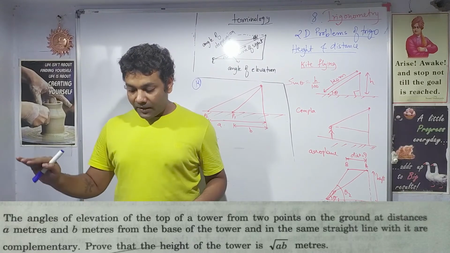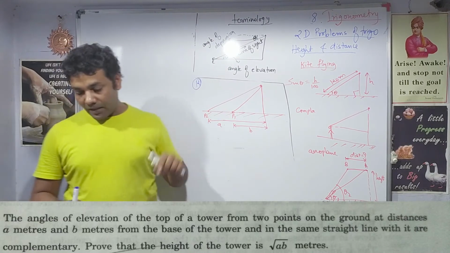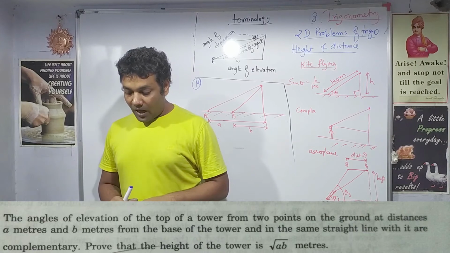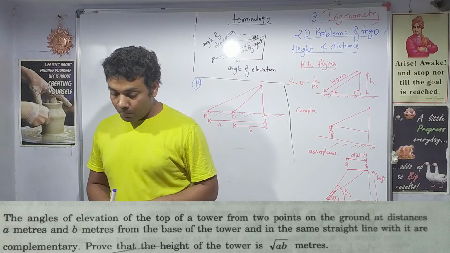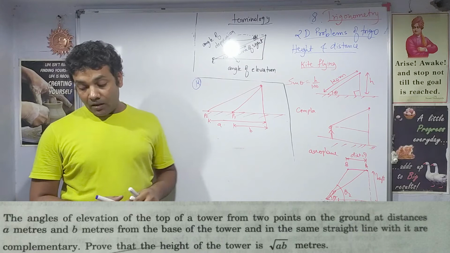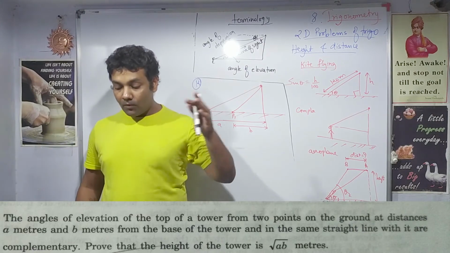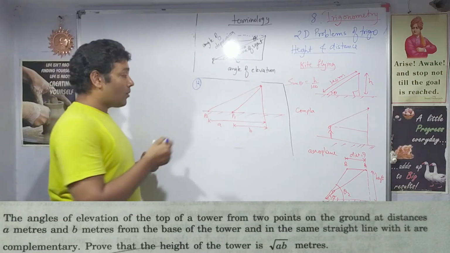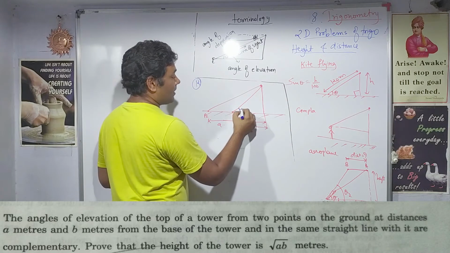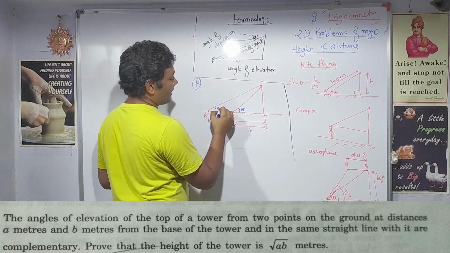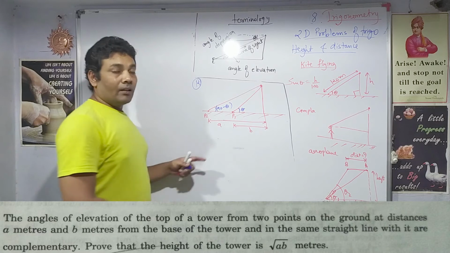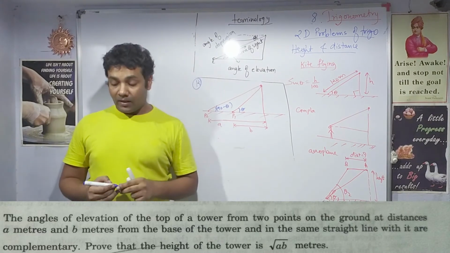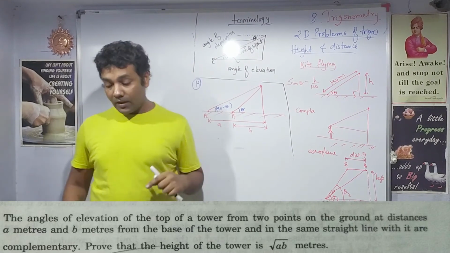And in the same straight line, obviously they are in the same straight line, the angles are complementary. So both these angles, the angles of elevation of the top of the tower, are complementary. Complementary means if this is theta, this will be 90 minus theta. You can take any. If you take this theta, this will be 90 minus theta. Read out the question once again to understand the diagram.